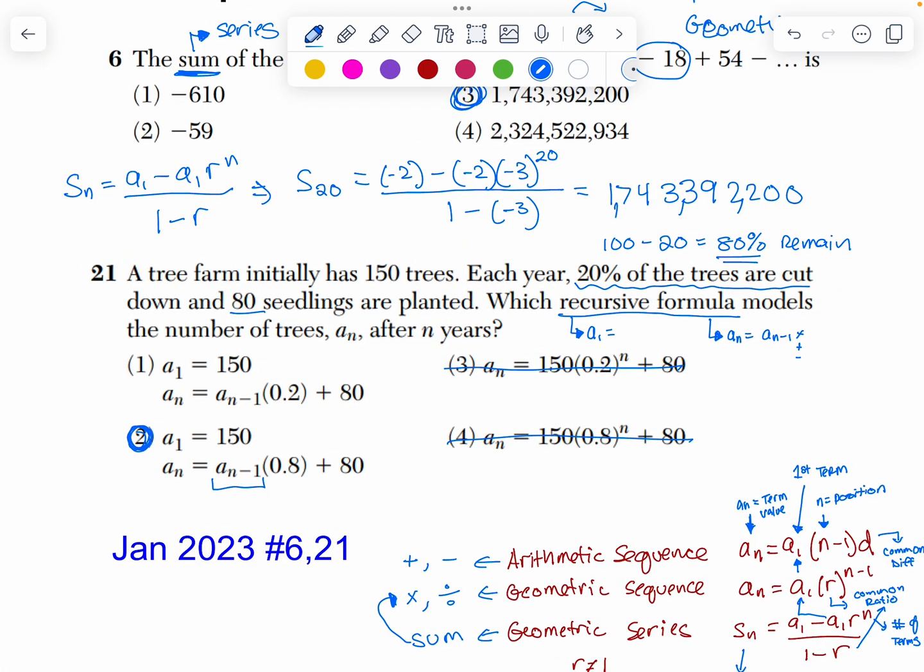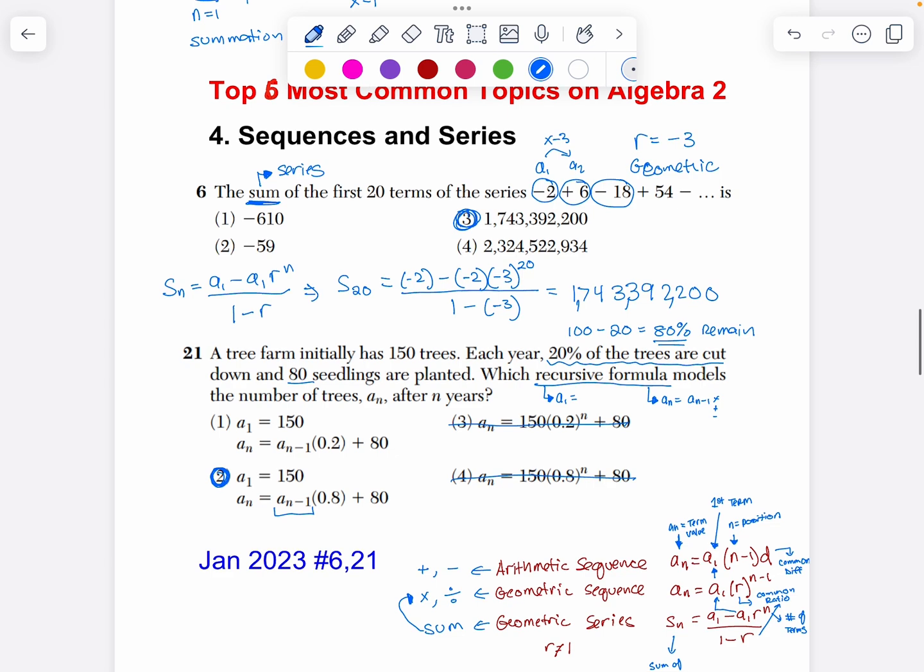Again, this Regents only had 2 questions on sequences and series, but I have seen them in both short answers and multiple choice questions. So make sure you are prepared and know where to find your formulas from.